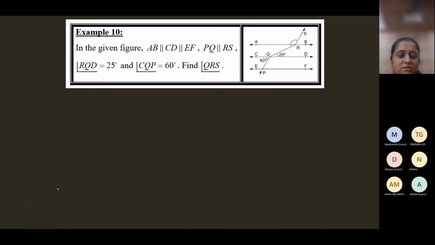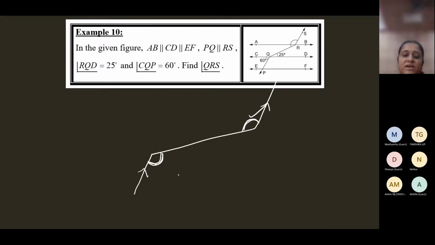Please understand this. This is line PQ, transversal, and the other line RS. It's given that PQ is parallel to RS. We have to find this angle, for which if we find this angle, then alternate interior angles are equal. So that way you can find this angle.